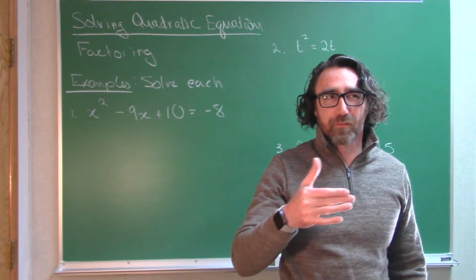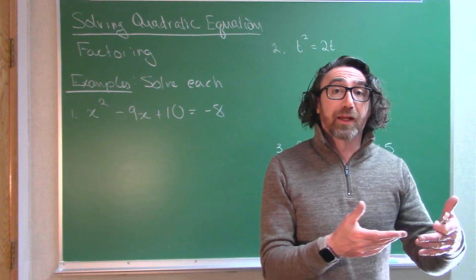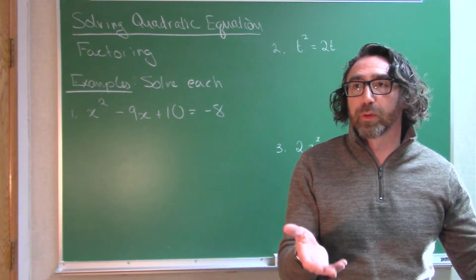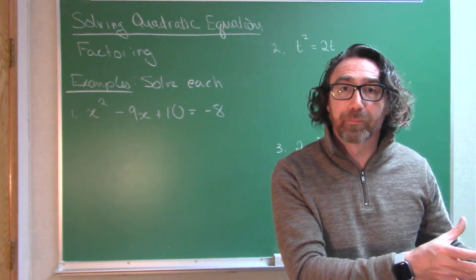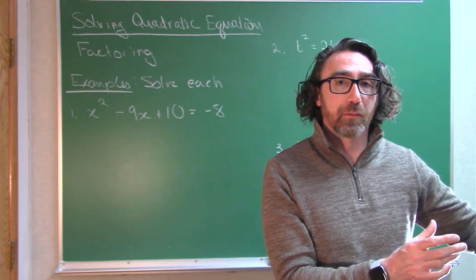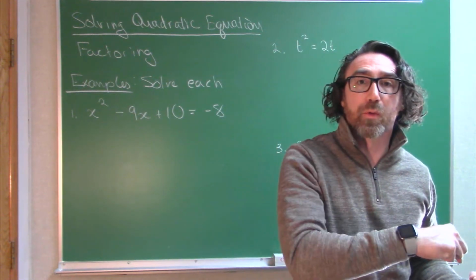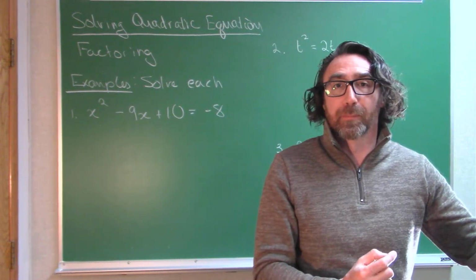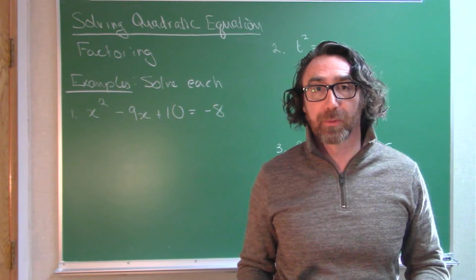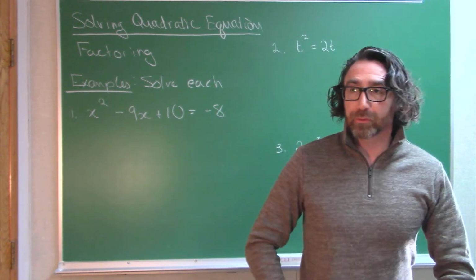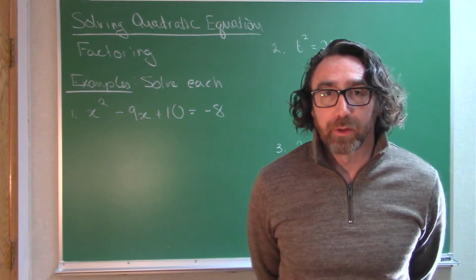For example, if you want to find where the graph has x-intercepts, where the graph crosses the x-axis, you would take the function's formula and set that function equal to 0. Because if a point is on the x-axis, the y-coordinate is 0, so the output is 0. If you want to find out where the output is 0, you need to solve an equation. Okay? So, we'll review working with quadratic equations.